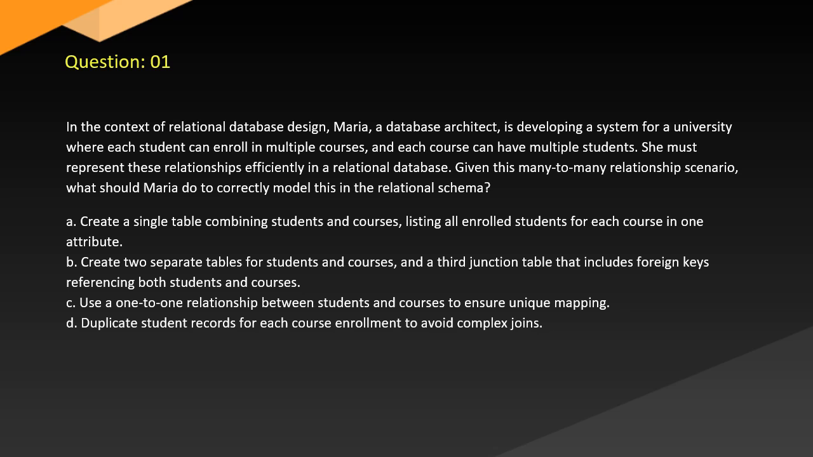A. Create a single table combining students and courses, listing all enrolled students for each course in one attribute. B. Create two separate tables for students and courses and a third junction table that includes foreign keys referencing both students and courses. C. Use a one-to-one relationship between students and courses to ensure unique mapping. D. Duplicate student records for each course enrollment to avoid conflict.